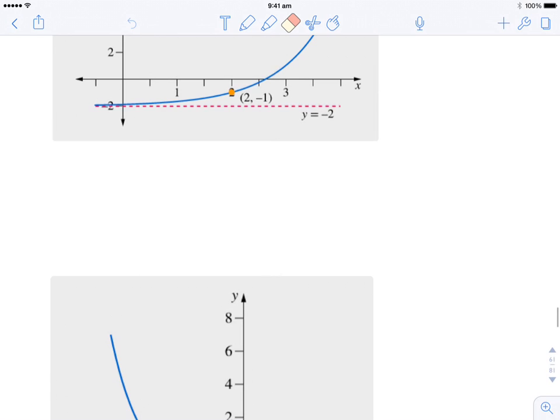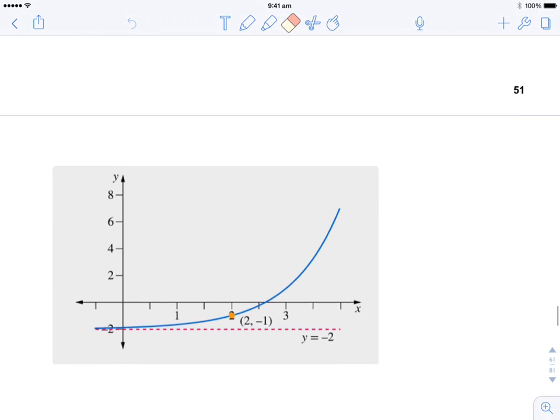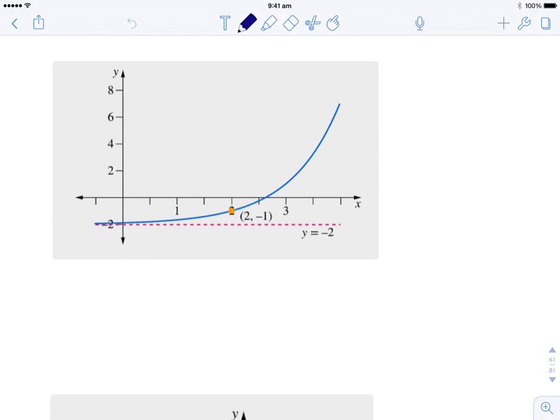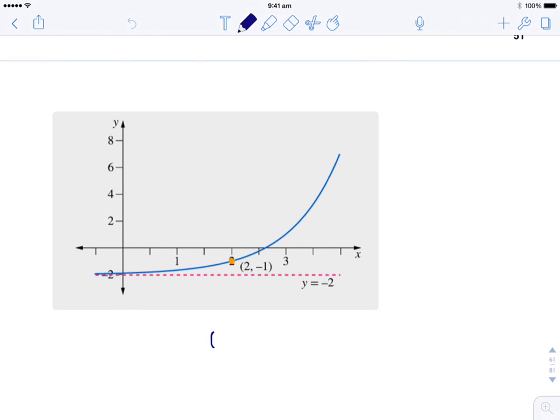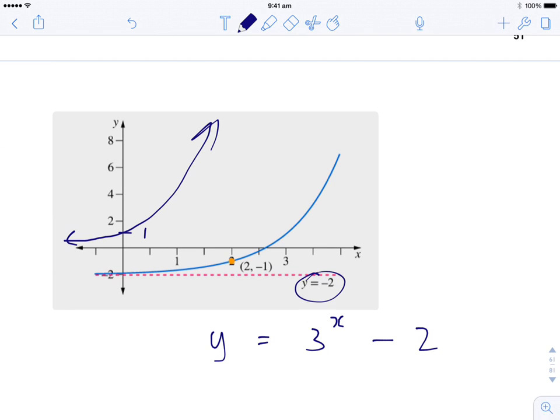These first ones that we're going to look at are just ones where I know the base is going to be 3. So I know that this is going to be something like 3 to the power of x plus or minus something. Let's just do 3 of them really quickly. So 3 to the power of x would normally be going like this, going through 1. I can see it's been shifted down 2, so I know straight away that we've got minus 2 on the end because I can see y equals negative 2 is the asymptote.